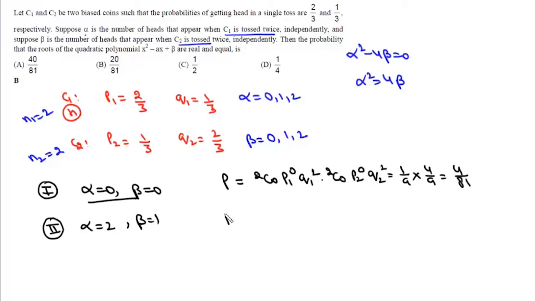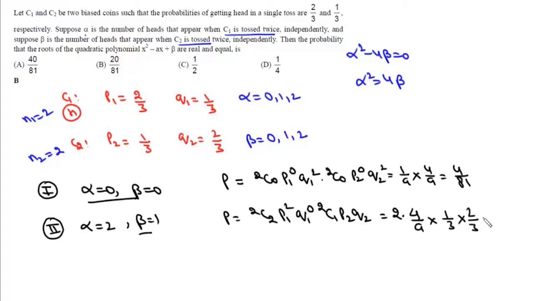And for the second case, this probability will be 2C2 p1 square q1 to the power 0, and for beta equals 1, it will be 2C1 p2 q2. Now this is 2 into p1 square, and p1 square is 4 by 9. Now p2 is 1 by 3 and q2 is 2 by 3. So there will be 16 by 81. So the total probability will be simply 20 by 81, and that's your option B.